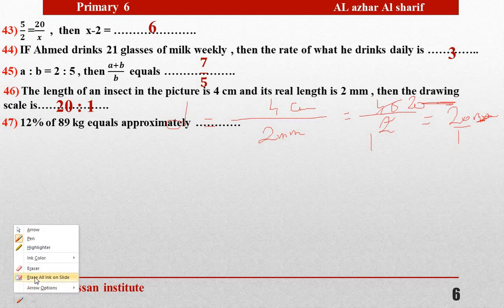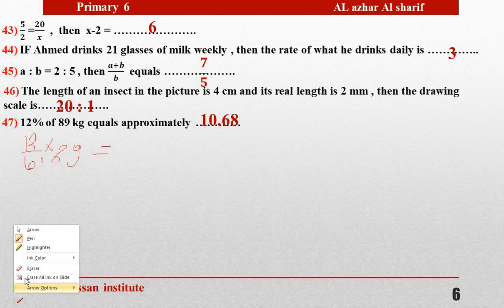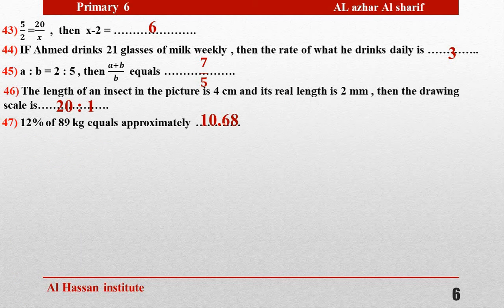Next. 12% of 89 kilogram equals approximate space. 12% means 12 over 100. Of means times 89 equals, by using calculator, this equals 10.68. To approximate this equals 11. Approximately equals 11.